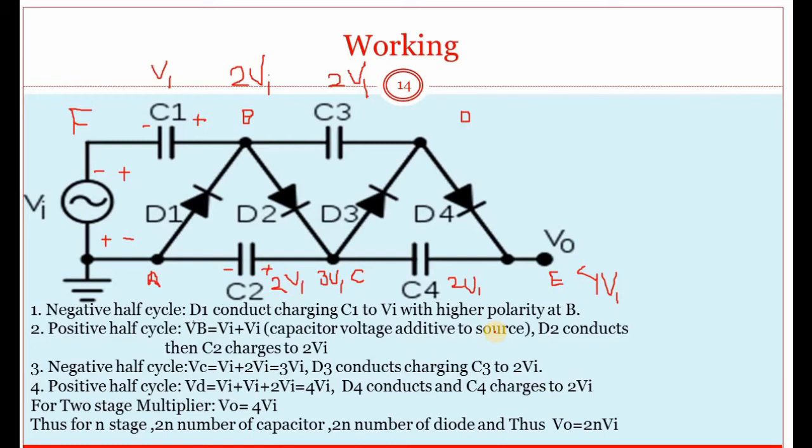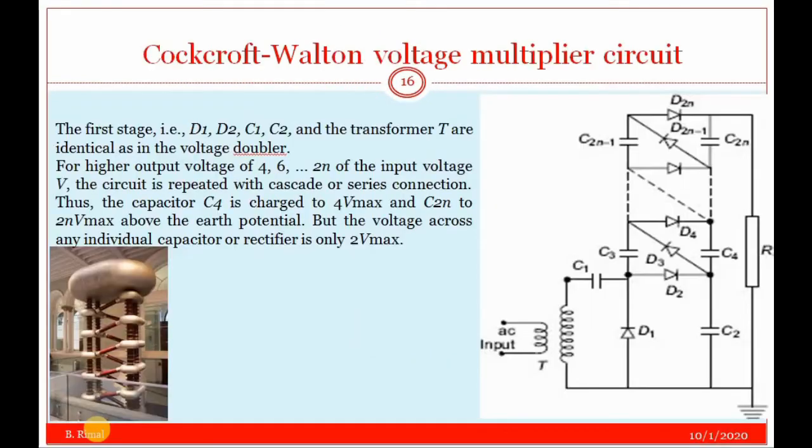If it is a 3-stage multiplier circuit, its output will be 6 times the input, and for an n-stage multiplier circuit we can get output DC voltage Vout equal to 2 times n times the input voltage. Hence the voltage multiplier circuit multiplies the input voltage. Hence high voltage DC can be generated using a voltage multiplier circuit.